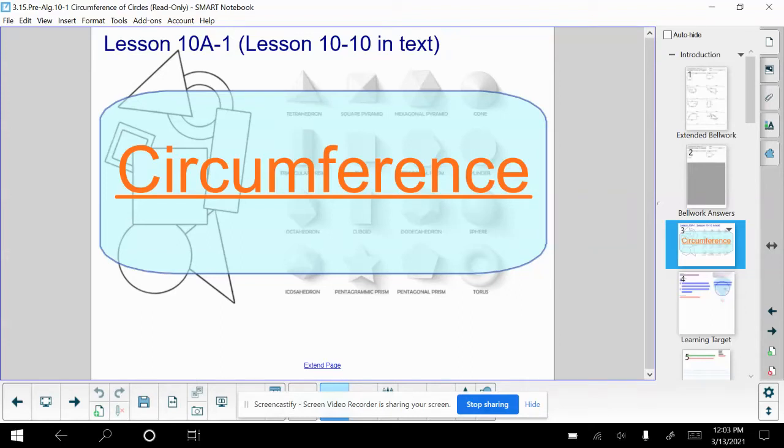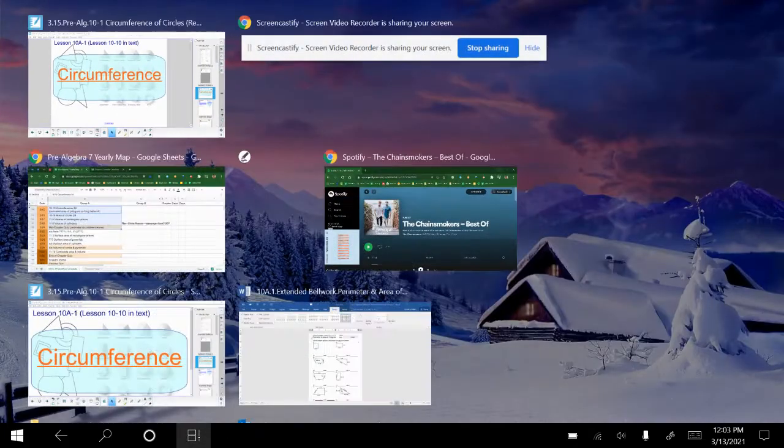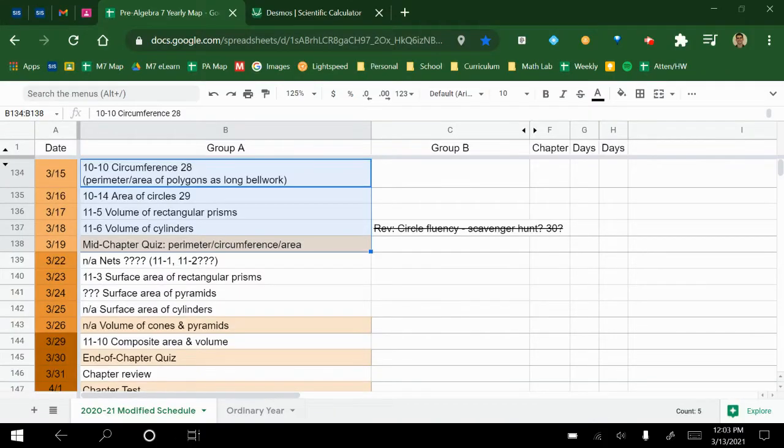And welcome everybody to essentially, in the textbook, lesson 10-10. We're going to talk circumference today. But first, if you're okay with it, and I guess if you're not, you're still going to get it, I'm going to show you a heads up for the next couple weeks. What's highlighted in light blue is the weekly schedule.